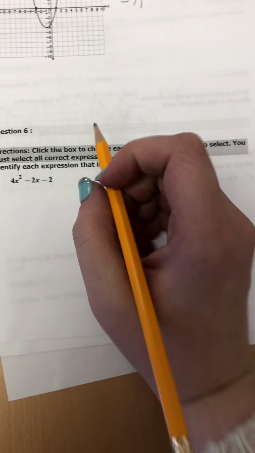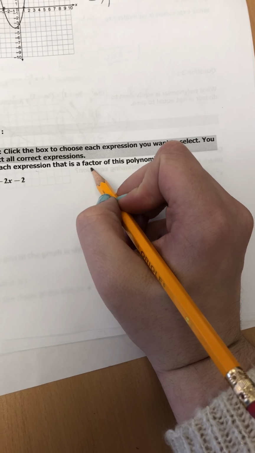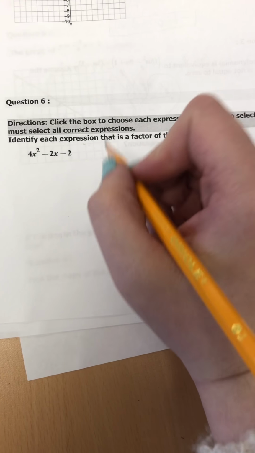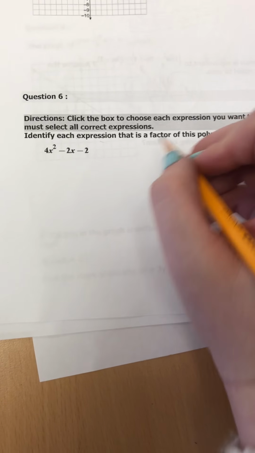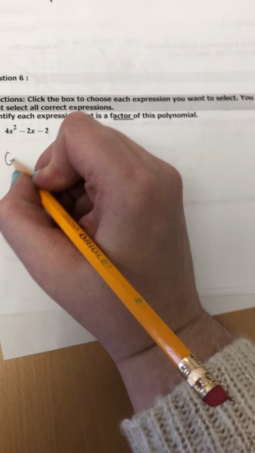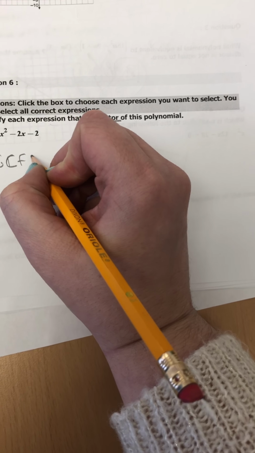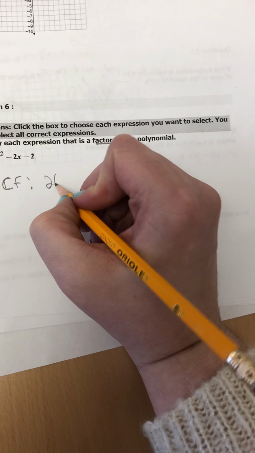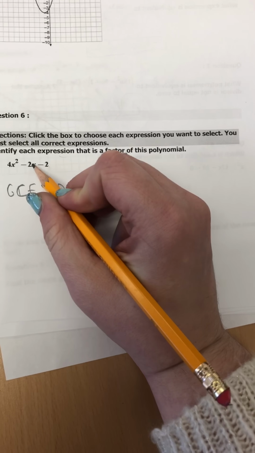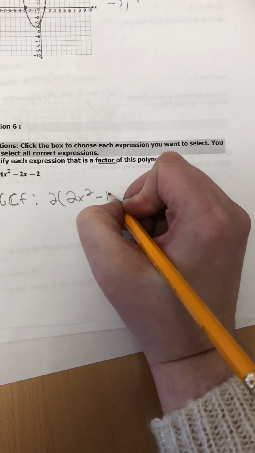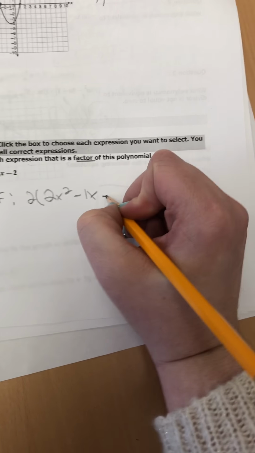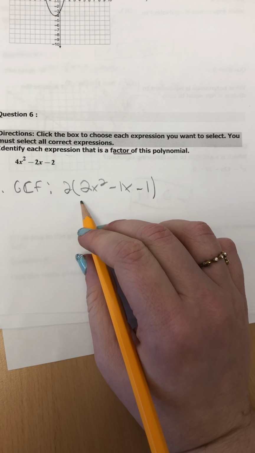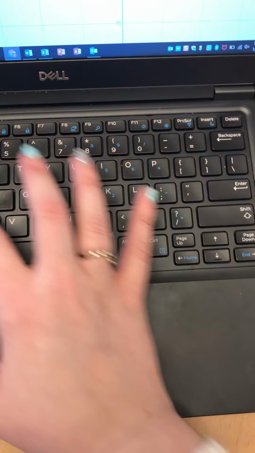Alright, so the last question says we have to select all expressions. Select each expression that is a factor. So that means we're going to have more than one answer here. So remember, when we factor, our first step is to find the greatest common factor, the GCF. Our smallest number here is the 2, so I can divide that out. 4 divided by 2 gives me 2. -2 divided by 2 gives me -1. And -2 divided by 2 gives me -1. Then remember, we can put this whole expression in decimals. That's our second step here.